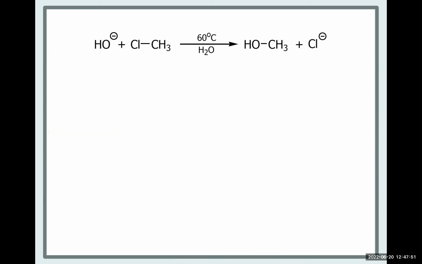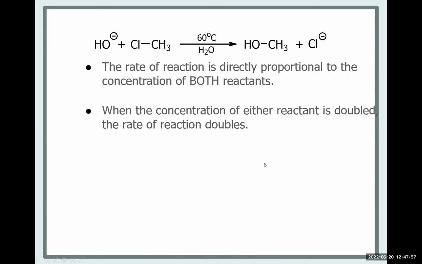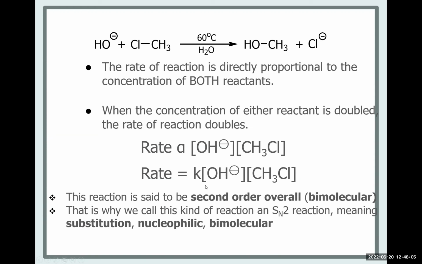Okay, I'm going to finish this up and then we can stop. So the rate of reaction, again, is proportional to the concentration of both reactants, substrate and nucleophile. When either is doubled, the rate is doubled. That's why it's second order. And that's why it's Sn2. Substitution, nucleophilic, bimolecular. S for substitution, N for nucleophilic, 2 for bimolecular.